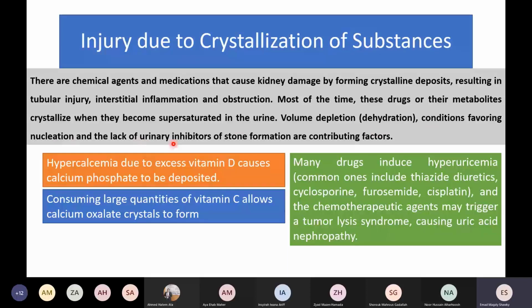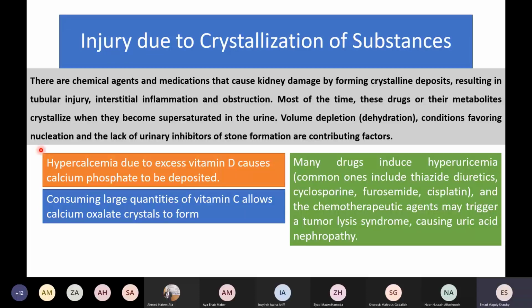What are the common examples for this? Hypercalcemia. You are noticing that the whole population is abusing vitamin D supplementation and calcium supplementation. All the ladies should take calcium and vitamin D, and all the old age, and all the lactating and pregnant. Sure, some cases are indicated, but hypercalcemia due to excess vitamin D causes calcium phosphate to be deposited in the kidney and cause crystal nephropathy.